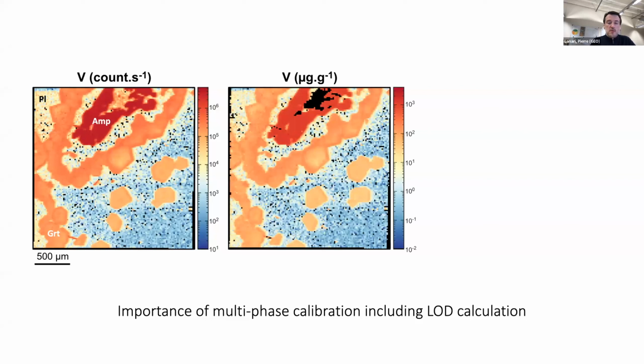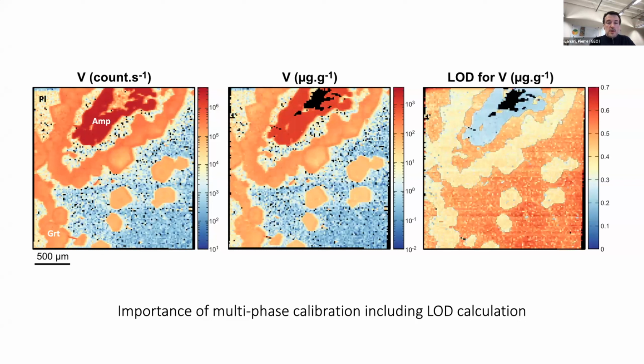If we do that for this sample, what you obtain is this vanadium map that is now expressed in microgram per gram, and each calibration of each individual phase has been done separately. XMapTools also generates the map of the limit of detection calculation. Here you see, for each pixel, the limit of detection of the individual pixel measurement, expressed in microgram per gram in this case for vanadium. And you see that it ranges between 0.2 microgram per gram in amphibole to about 0.6 microgram per gram in our plagioclase.